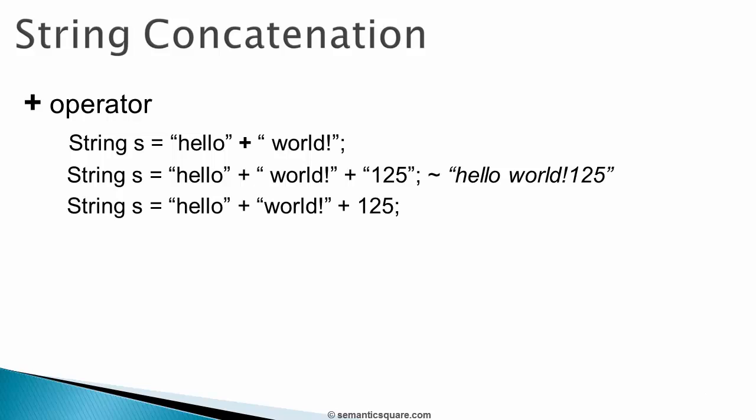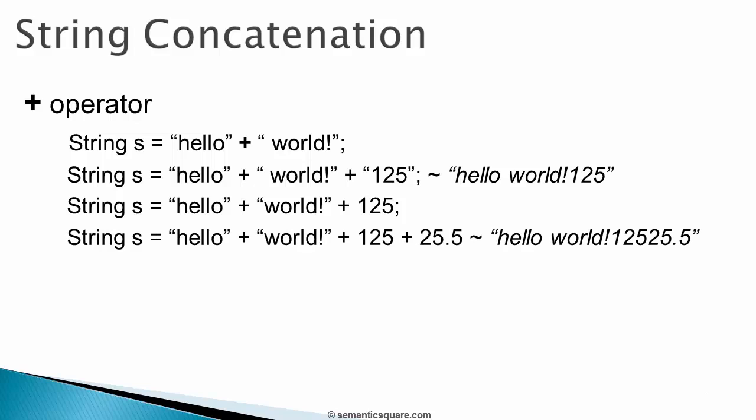Alternatively, we can also do this, that is, we simply add the integer 125 and it will be auto-converted to a string. So the plus operator gives precedence to a string operand, and so any non-string operand will be automatically converted to a string. So it's a little bit like the mixed type operations rule, where the smaller type operand is automatically promoted to the larger type. In this case, you can think of string as the larger type.